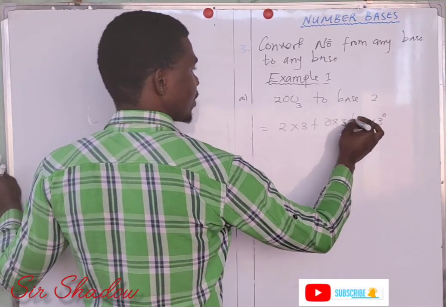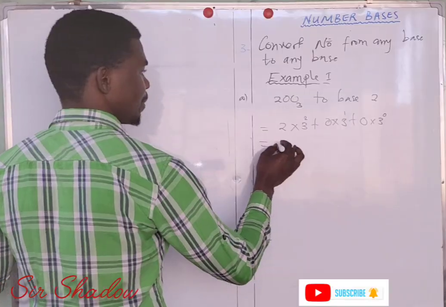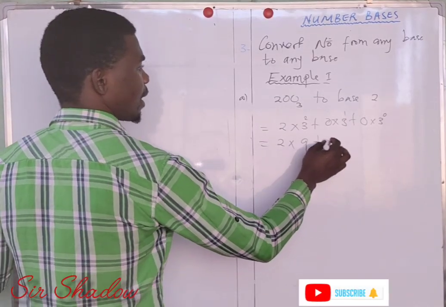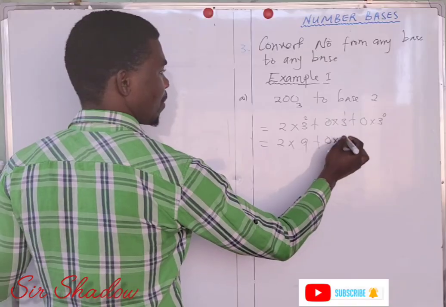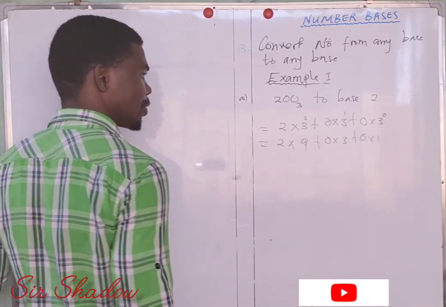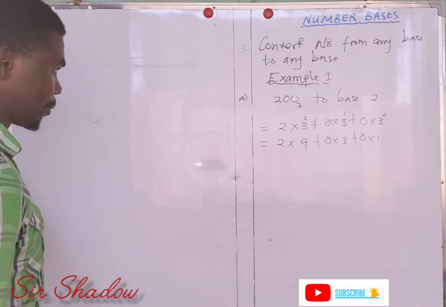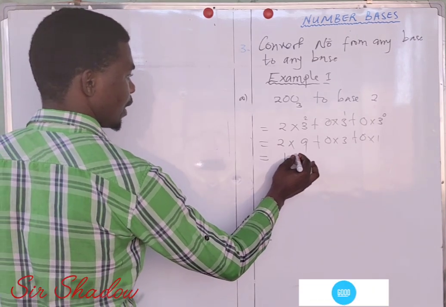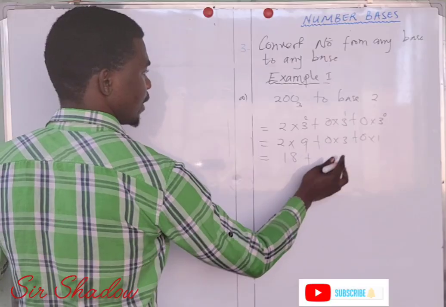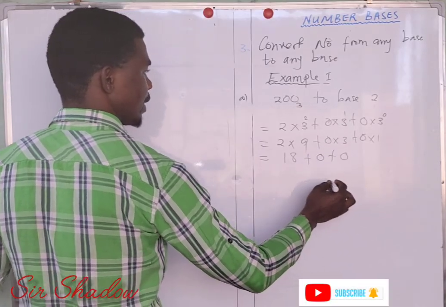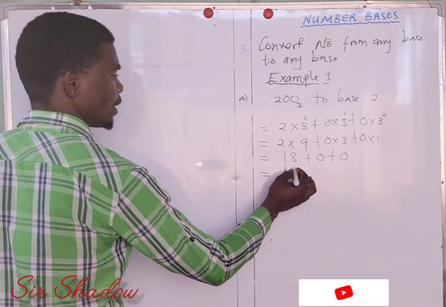Now here I get the powers 0, 1, 2. This gives us 2 multiplied by 3 squared, which is 9, plus 0 multiplied by 3 to the power 1, which is 3, plus 0 multiplied by 3 to the power 0, because any number to the power 0 is 1. And this gives us 2 times 9, which is 18, plus 0 times 3, which is 0, plus 0 times 1, which is 0. This gives us 18 base 10.